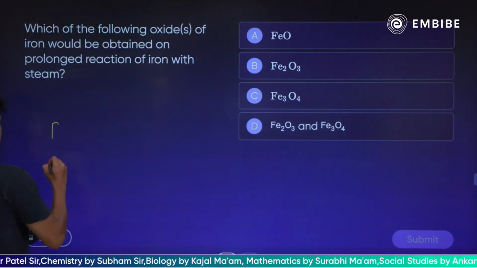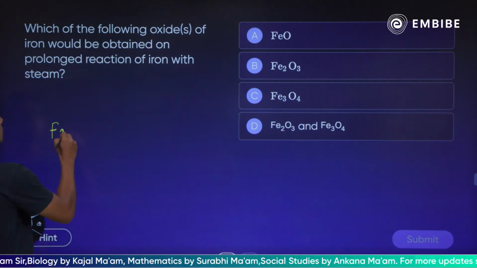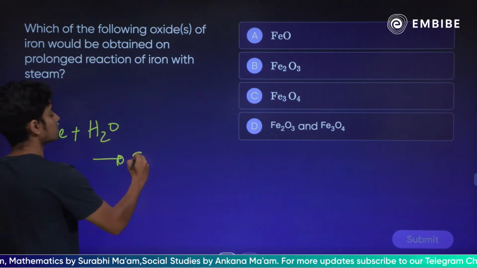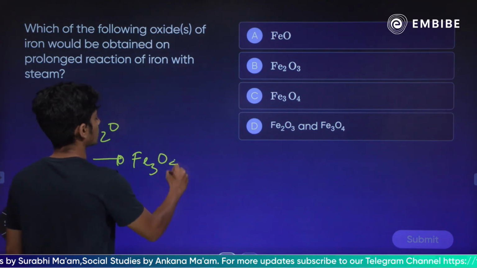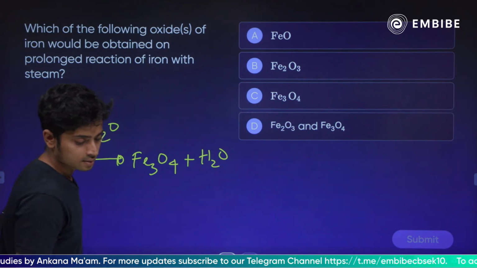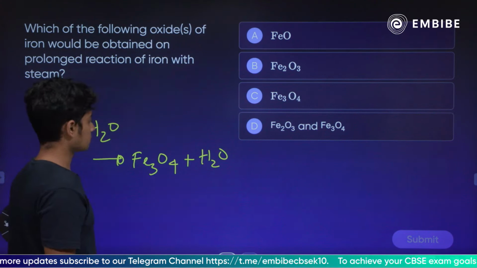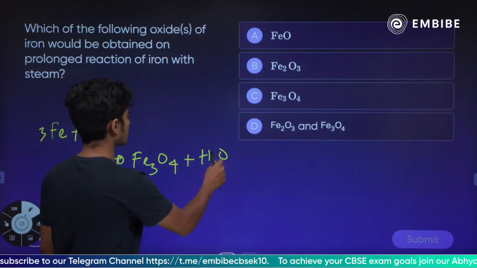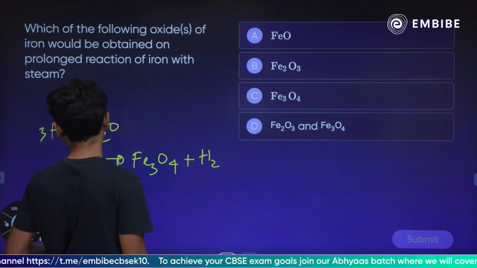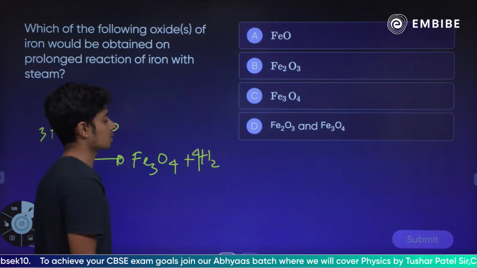reacts with water? When iron reacts with water, it gives you a mixed oxide Fe3O4, plus H2O. So I have not balanced this equation. If you balance it, I think it is 3, 4 and another 4 will be there, sorry, 4H2. It's not water, you get hydrogen gas. Okay, so these are your products.